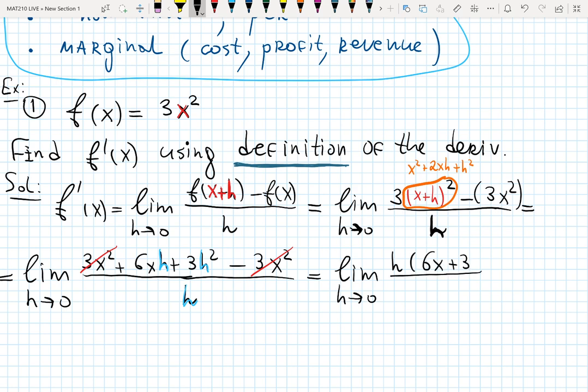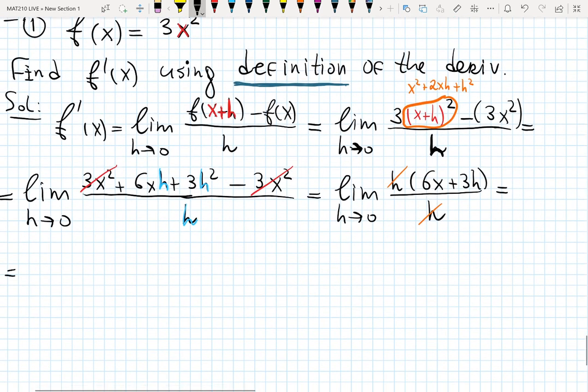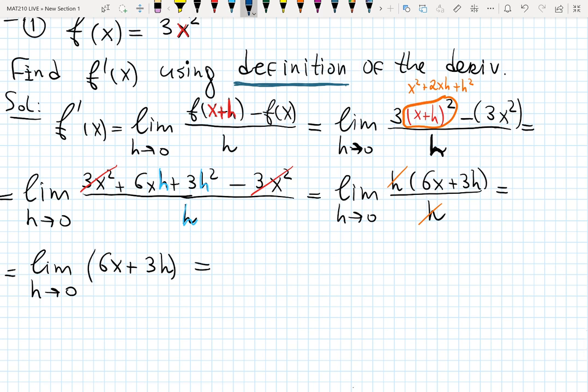6x plus 3h over h. Since h will never be 0, like I mentioned before, you can cancel it out, and you end up with a limit as h goes to 0 of 6x plus 3h. Now be careful, where do you plug your 0? Limit tells you where to plug. Where you see h, plug 0. H only, not x. For this limit, x is a constant and h is a variable. So you'll have 6x, and this is the answer.